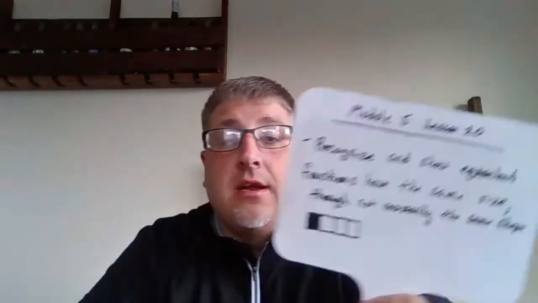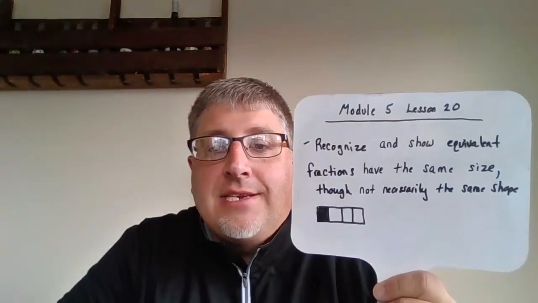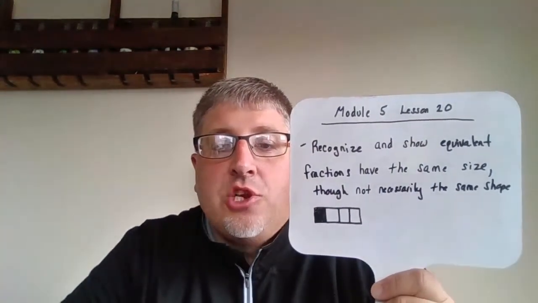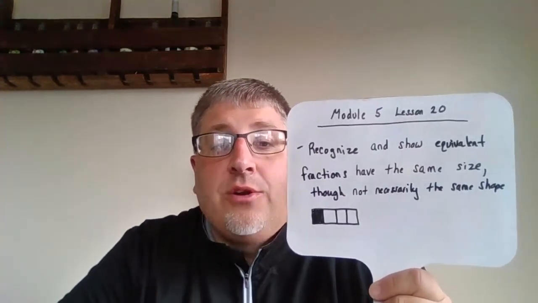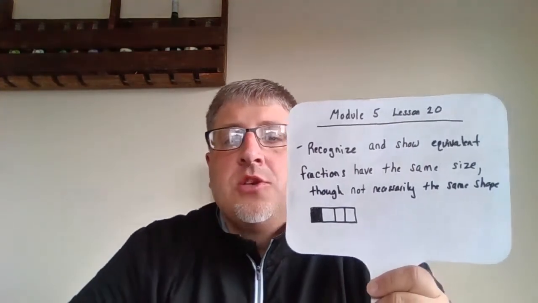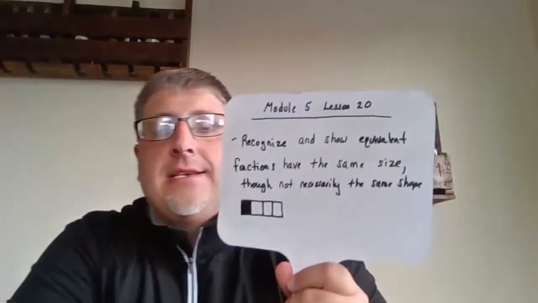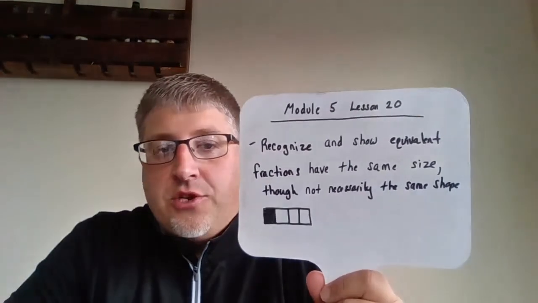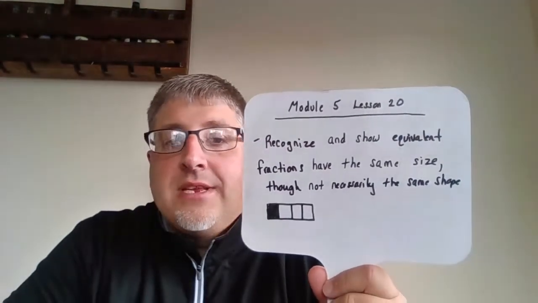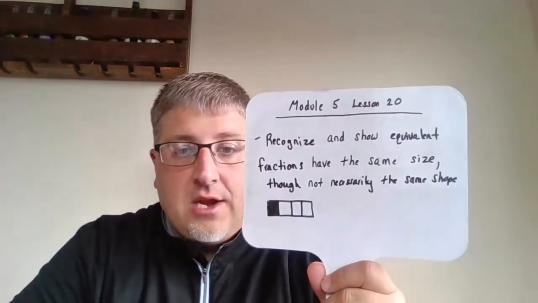Today we are tackling Module 5, Lesson 20. Recognize and show equivalent fractions have the same size, though not necessarily the same shape. Okay? So this objective is just telling us that we can represent fractions with different pictures, and they'll still be the same fraction. So I have an example right here for you.